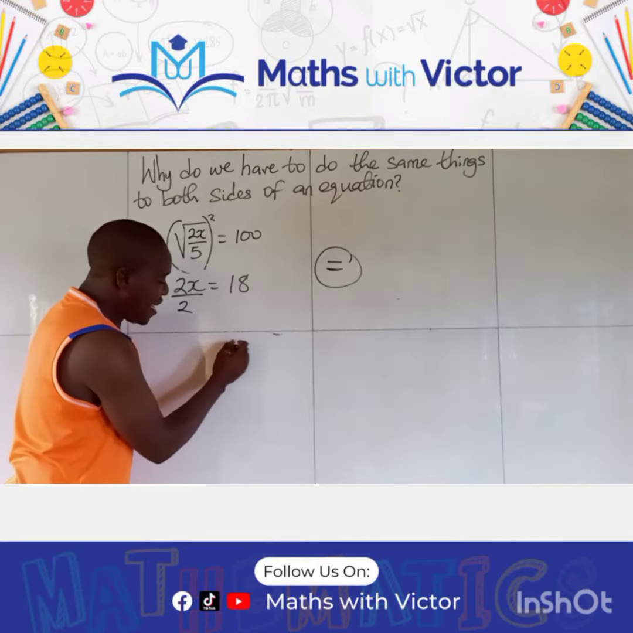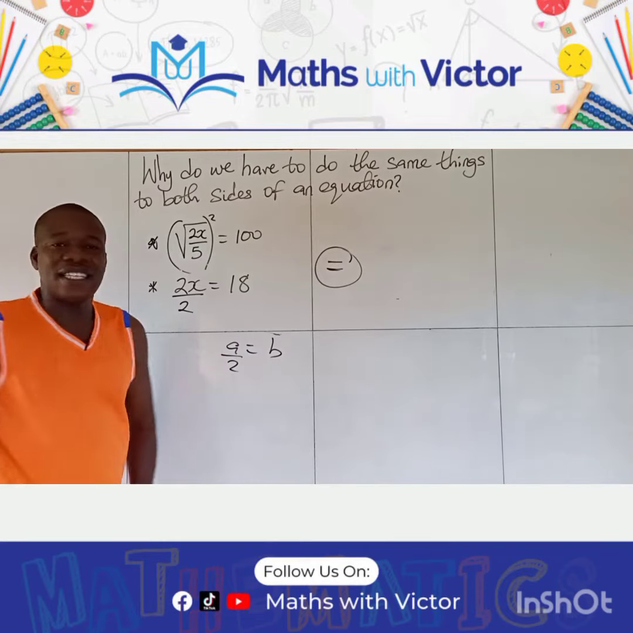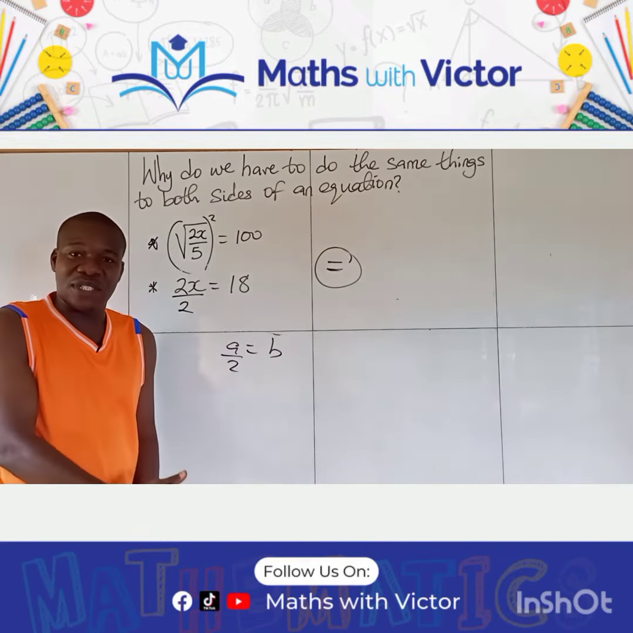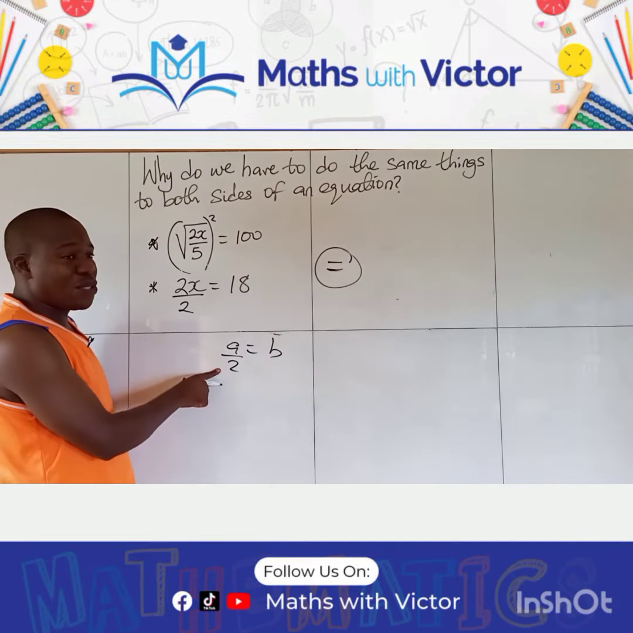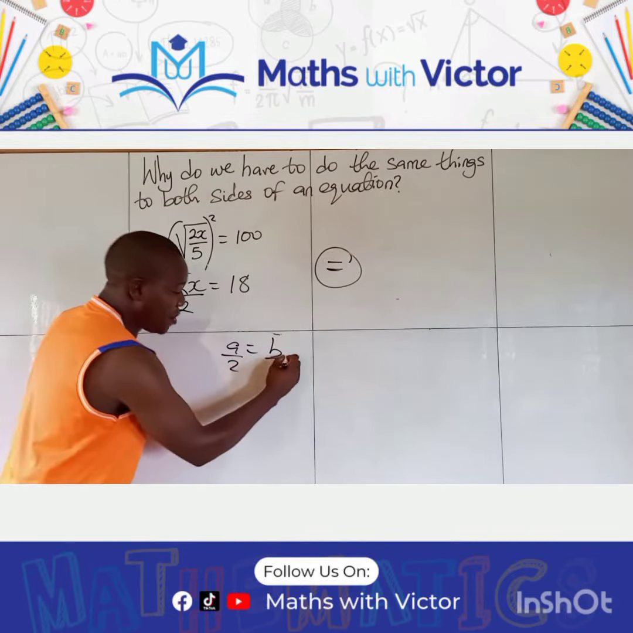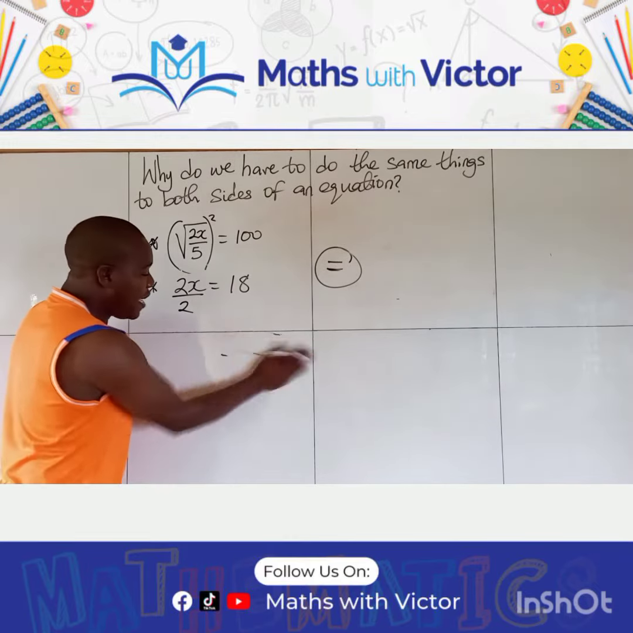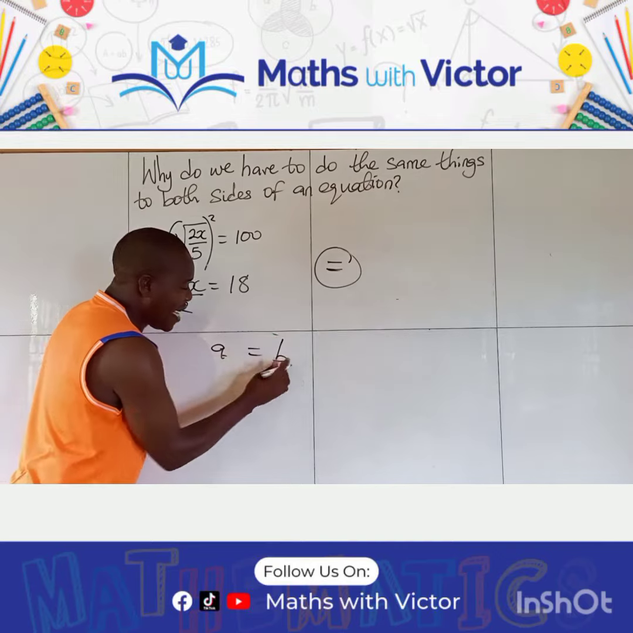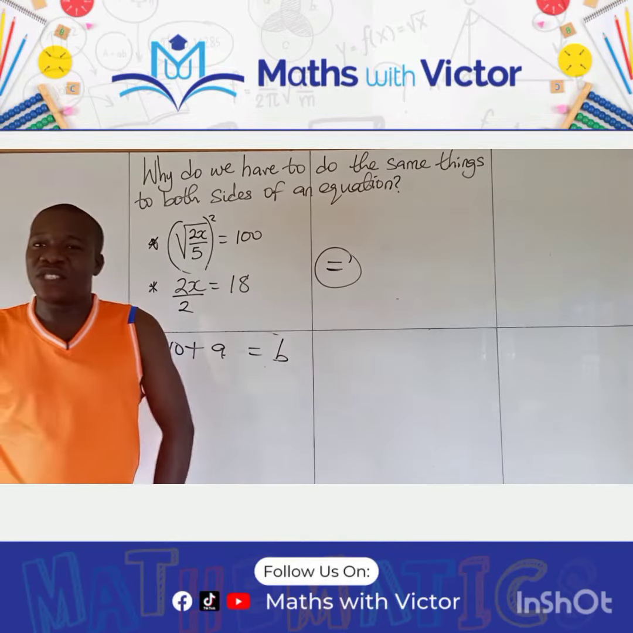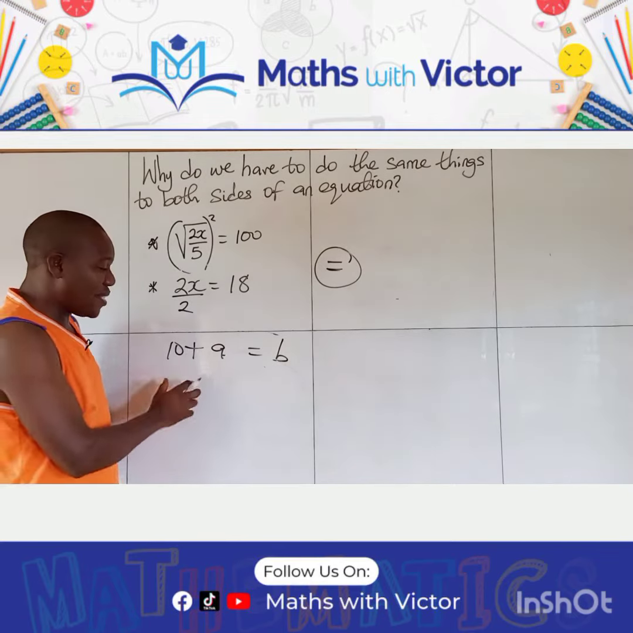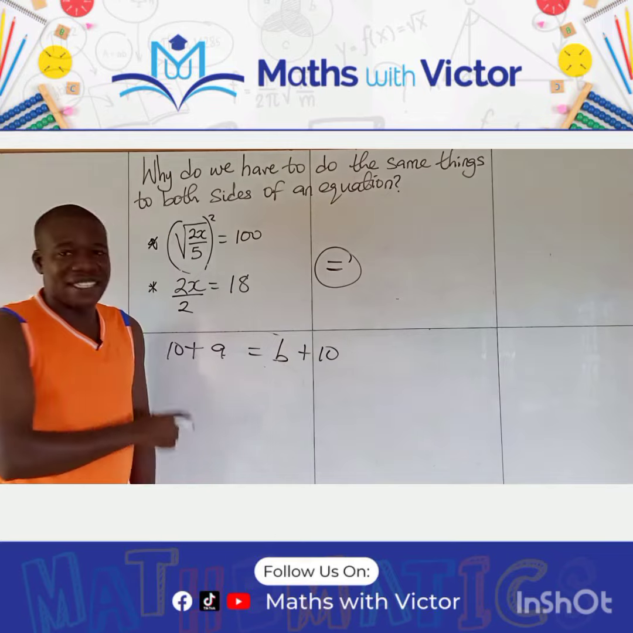Again, if I say that A is equal to B, and all of a sudden I divide A by 2, at this point, it is no longer an equation because A is no more equal to B. So if I have to divide A by 2, I must also divide B by 2 to maintain equality. If I have A is equal to B, for instance, and all of a sudden I decide to add 10 to A, it is no longer equal because I have introduced a new concept to A. I must also add 10 to B to maintain equality.